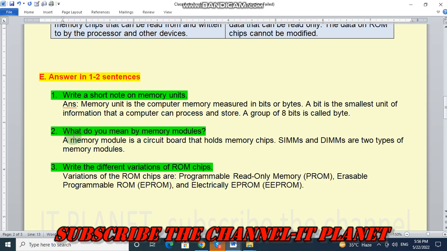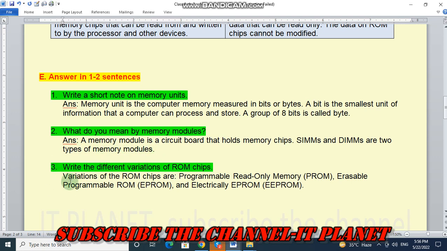Next question is, what do you mean by memory modules? The answer will be: a memory module is a circuit board that holds memory chips. SIMMs and DIMMs are two types of memory modules.